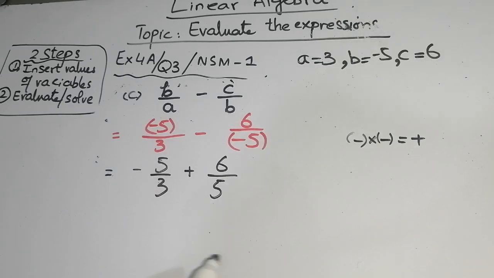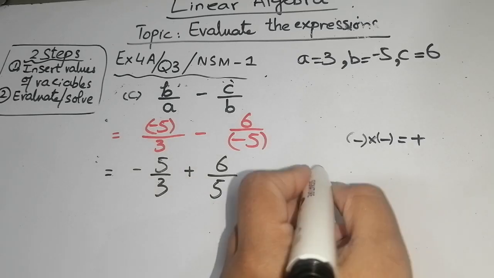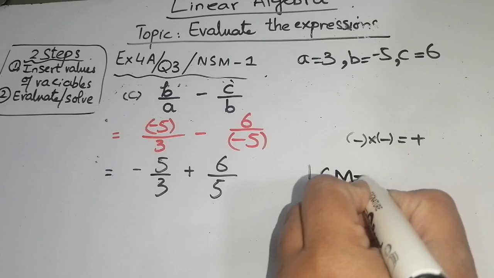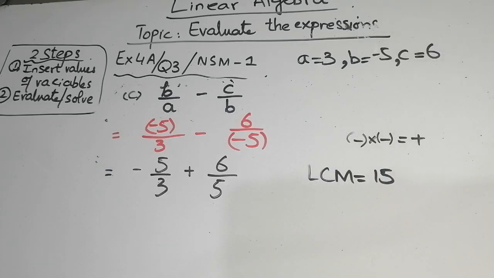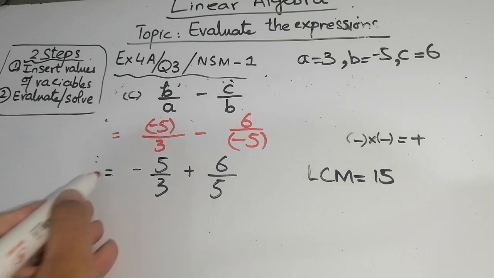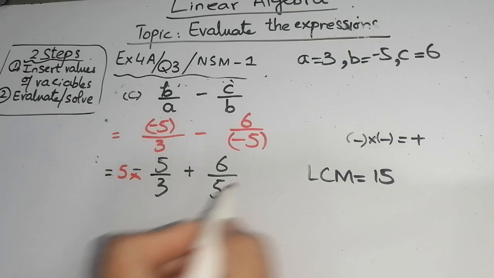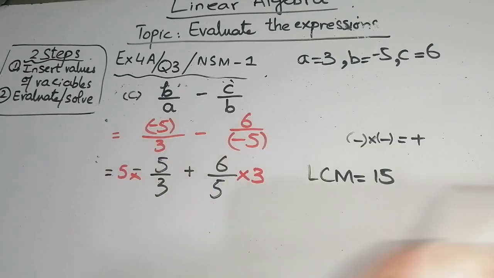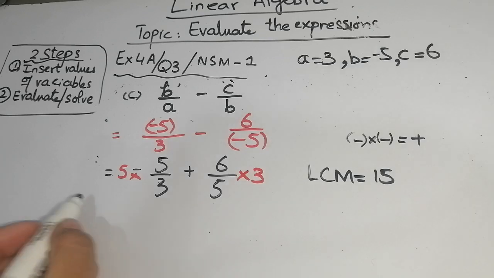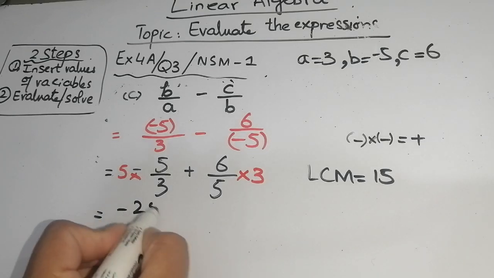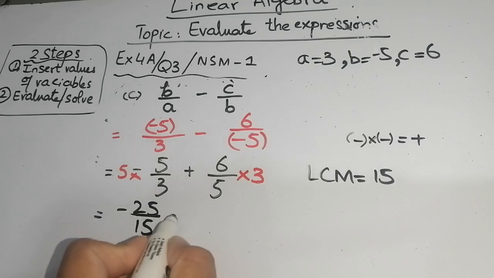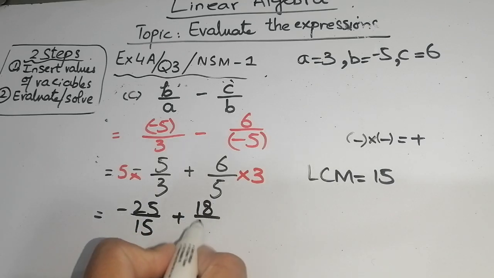So now you can see that there are two unlike fractions which are added together. To add fractions we need to convert them into like fractions first. So I will take LCM of 3 and 5. LCM is 15. There is no common factor, so I need to just multiply them with the opposite side to make the denominator equal. So I will multiply first fraction with 5 and the second fraction with 3. And now the answer would be minus 25 by 15 plus 18 by 15.